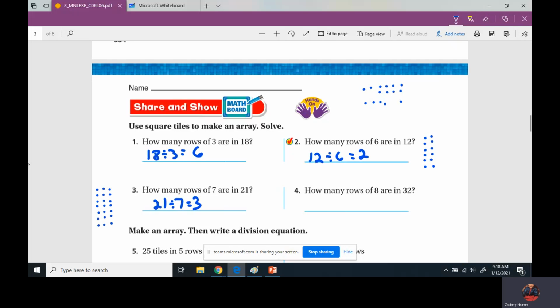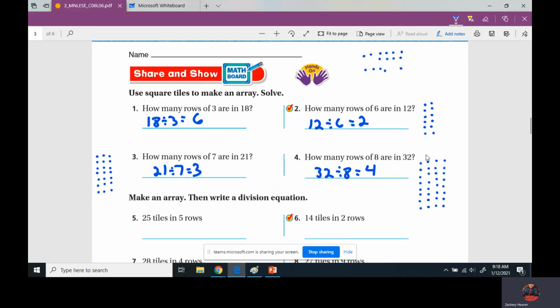How many rows of 8 are in 32? So it's 32 divided by 8. Count down 8, then keep counting up to 32. So 1, 2, 3, and 4.